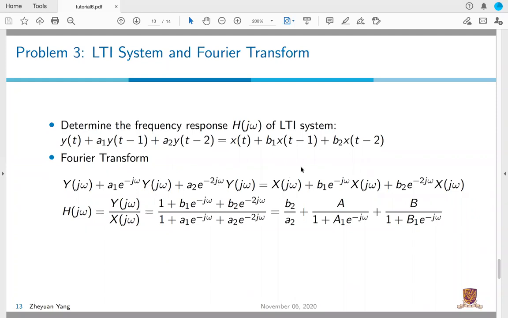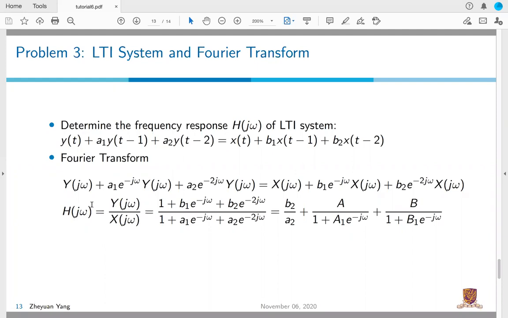Similar for the X(j omega), the first term is the same. The second term we shift by 1 unit, then we need to multiply by e to the power minus j omega. The third term is multiplied by e to the power minus 2j omega. So the third part, we use the convolution property. The convolution property says that Y(j omega) is equal to H(j omega) times X(j omega). So if we want to get H(j omega), it will be Y(j omega) divided by X(j omega).